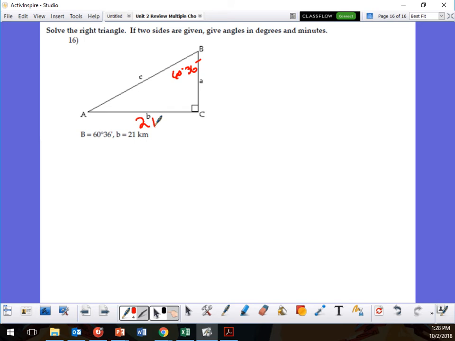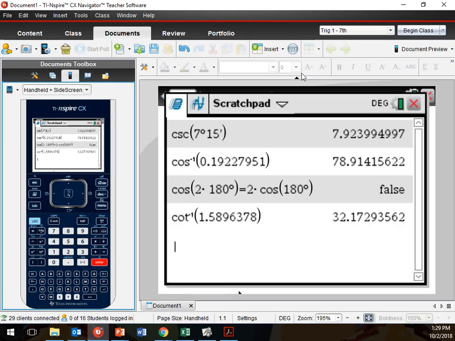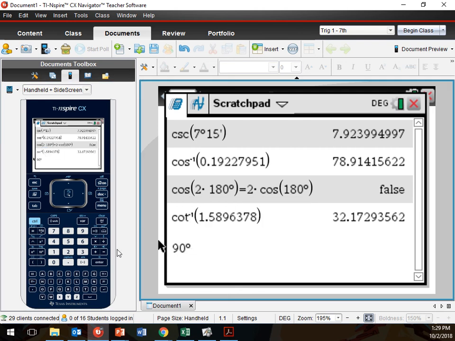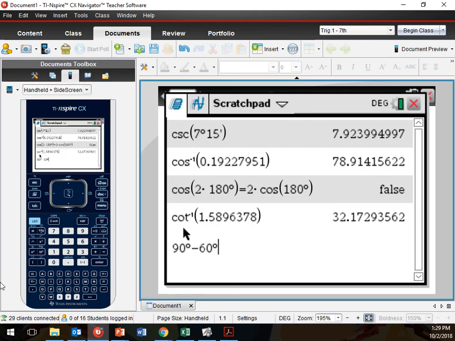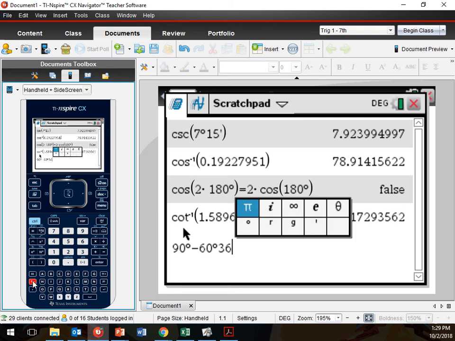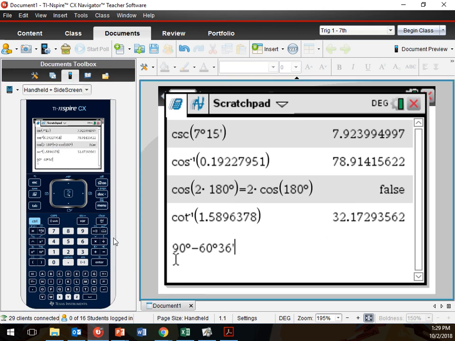So the first thing I'm going to do, what's the easiest thing to find next? Angle A, right? Angle A and B always have to add up to what? 90, right? So 90 minus my 60 degrees, 36 minutes. 29.4. Minus 60 degrees and 36 minutes? Yeah. Okay. And what do I need next?